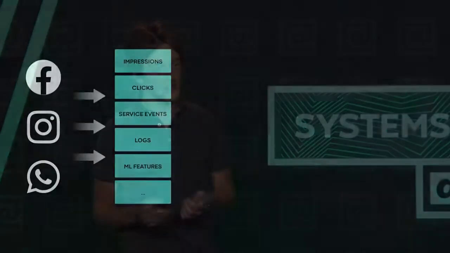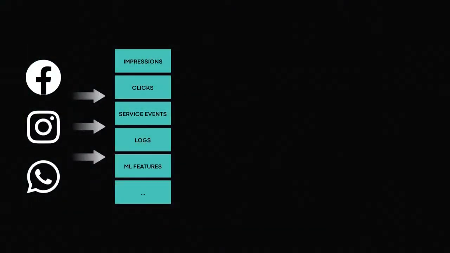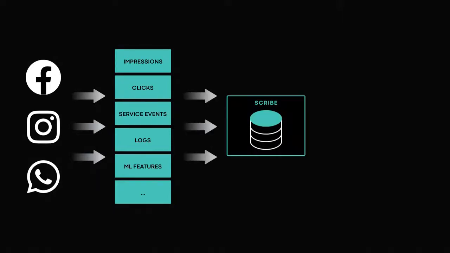So now that we've seen what Scribe does, let's take a look at the landscape in which we operate. A lot of what flows through the pipes will start off as something familiar, like a click, an impression, one of the products, perhaps a service event from one of the servers, a log, perhaps a feature used to train some machine learning model somewhere. And that gets written to Scribe.